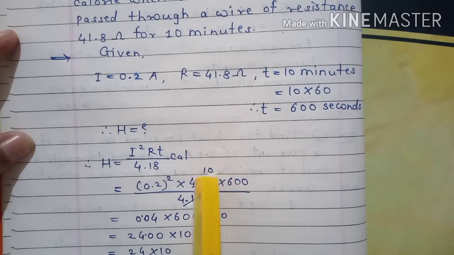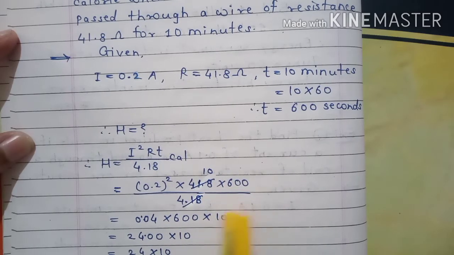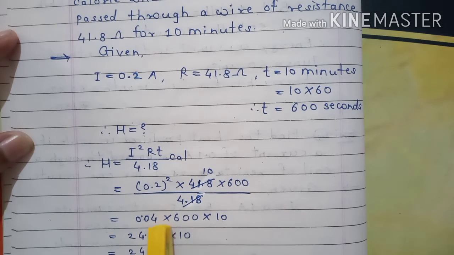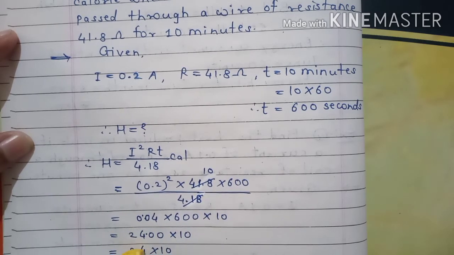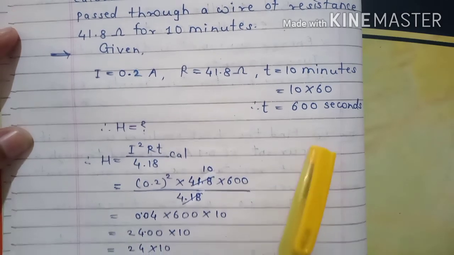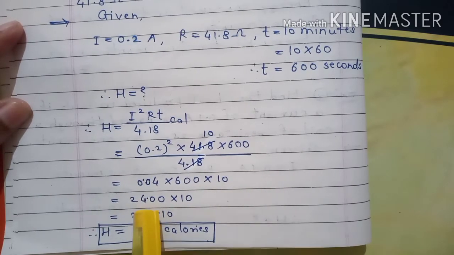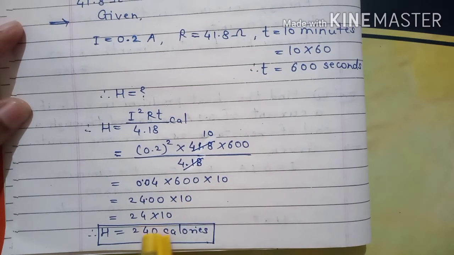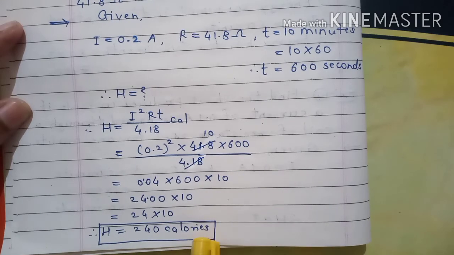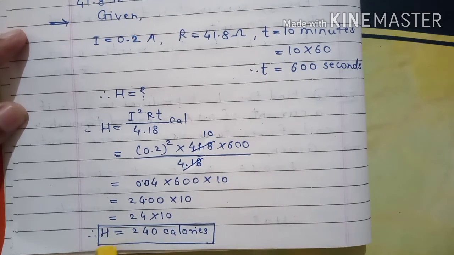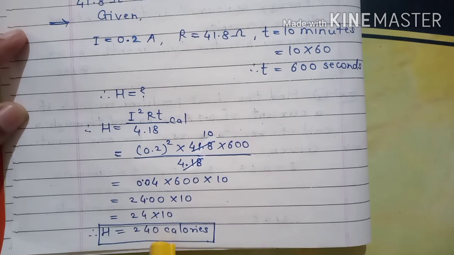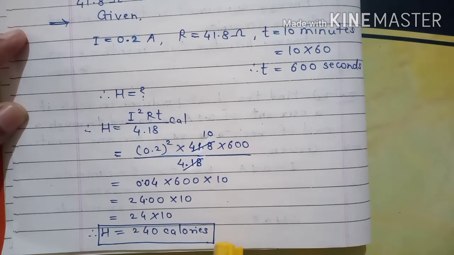So I got here the answer 10 into 600 as it is. So we will multiply this 0.04 into 600. That will come 24.00, means 24 only, children. Now into 10 as it is. So 24 into 10, that is 240 calories. So therefore heat produced H is equal to 240 calories.